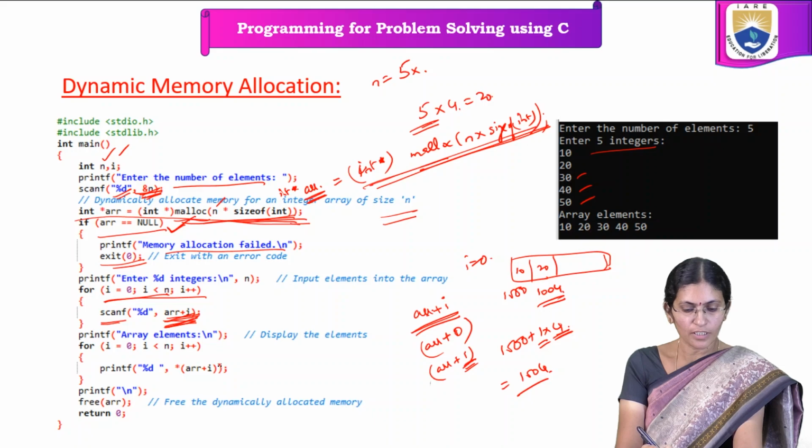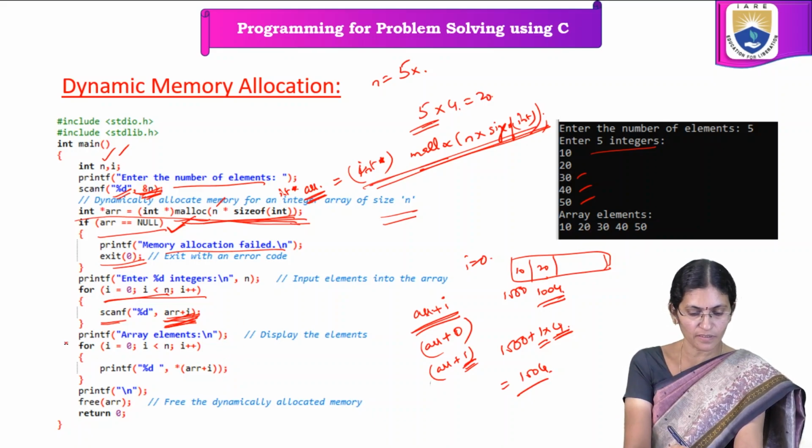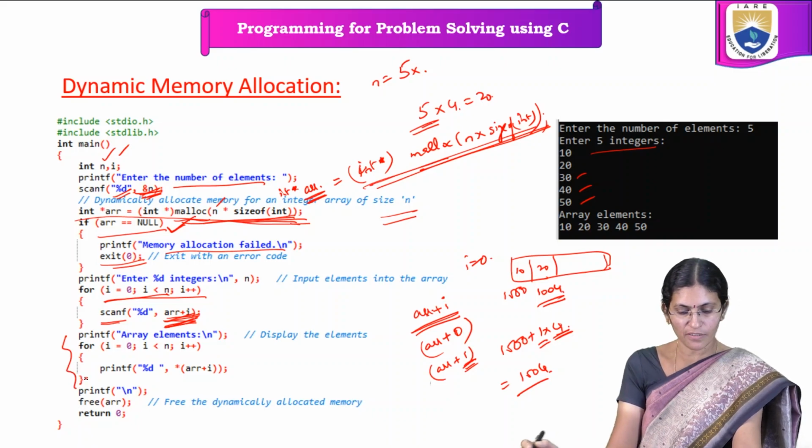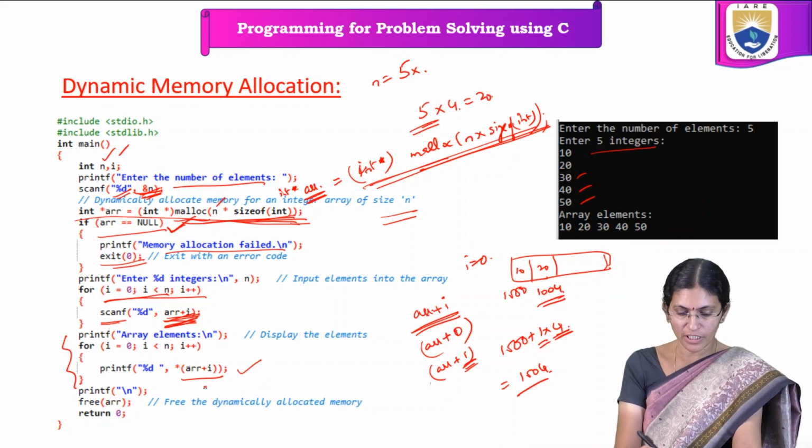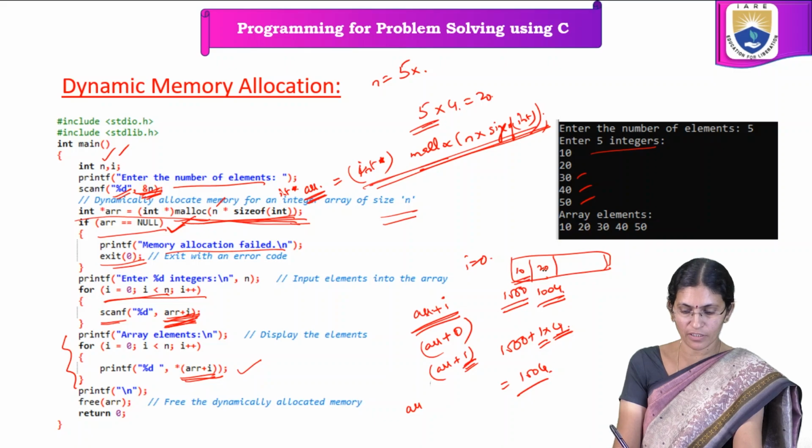So in order to display the values which the user has given, these are the statements. By using a for loop, we are printing all the elements of the array on the screen. In order to print the values with the help of the pointer, we need to dereference the array. So ARR, at this particular address, what is the value? That value is printed on the screen.